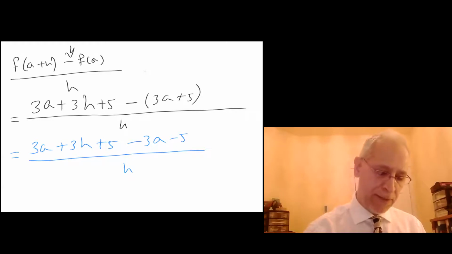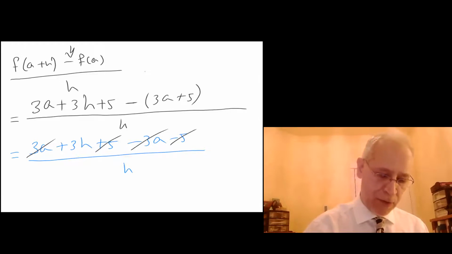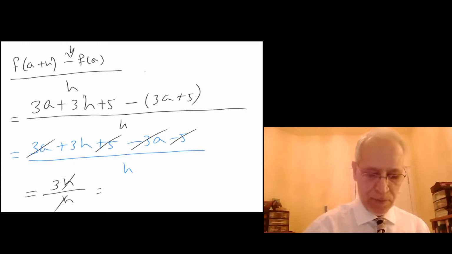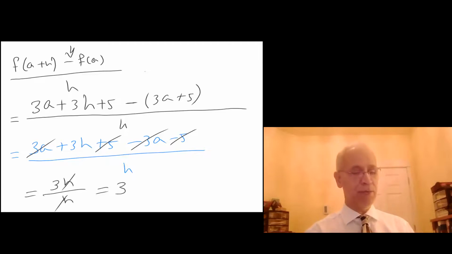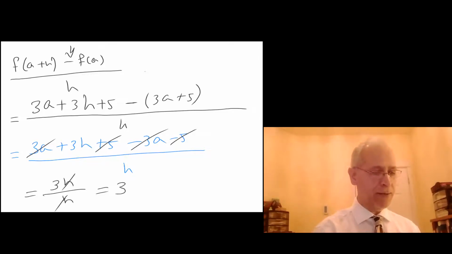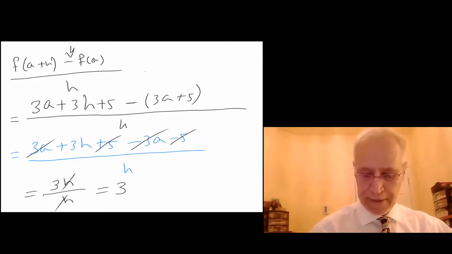Notice that we can cancel the 3a with minus 3a, cancel 5 with negative 5. So I'm left with 3h over h and cancel the h. So the final answer is going to be 3. Let's do another example.